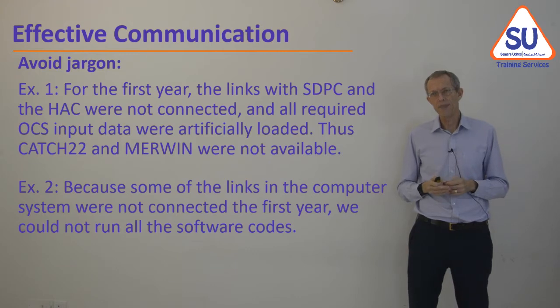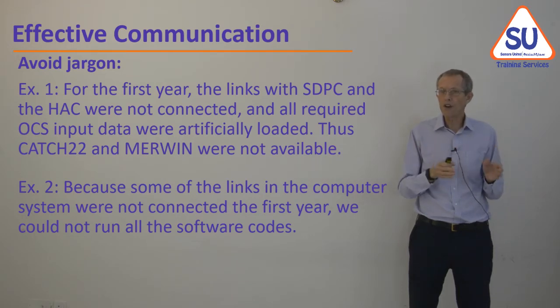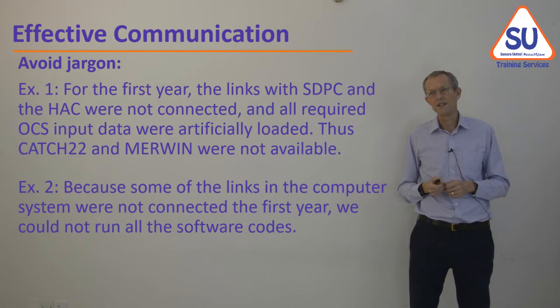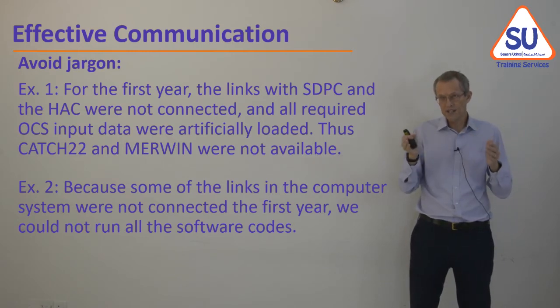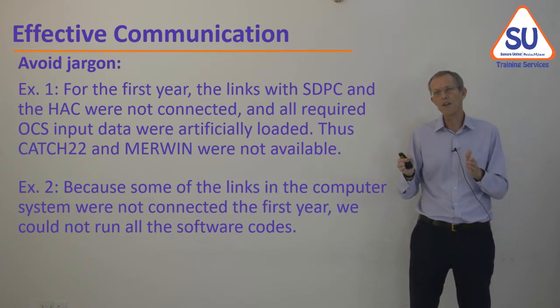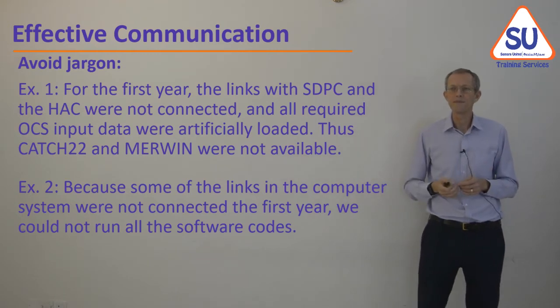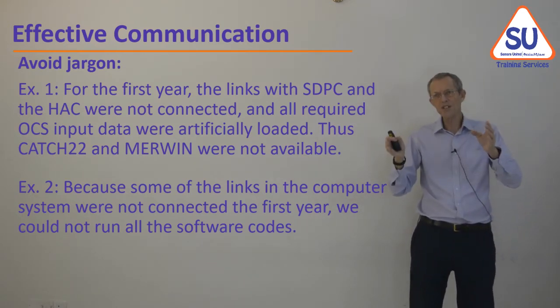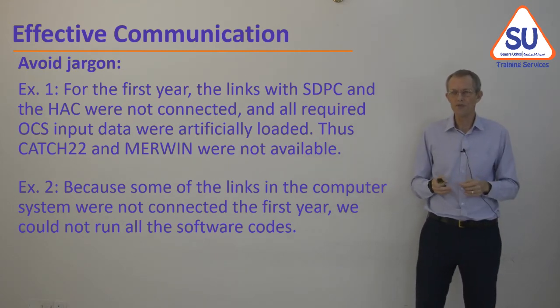Now let's read it again. Example 2. Because some of the links in the computer system were not connected in the first year, we could not run all the software codes. I can understand that. I could then, if I really wanted to, say, where it says we could not run all the software codes, full stop, and then we say, for example, Catch-22 and Merwin's software could not be run. But the point is, the message is clear. We didn't have all the connections, so we couldn't run all the software codes.